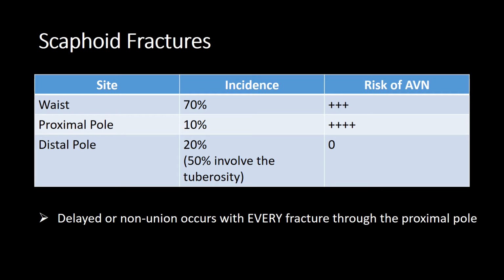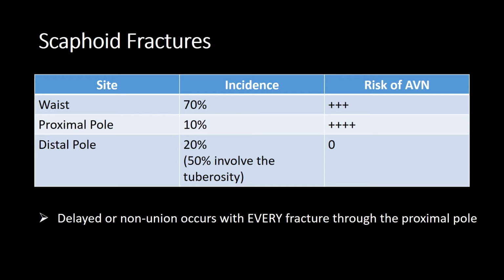So fractures that occur to the waist of the scaphoid, and this is the most common site and occurs in about 70% of fractures. If that fracture to the waist of the scaphoid is proximal to the blood supply, then you're going to have delayed or non-union with a high risk of avascular necrosis. Now, if the fracture is distal to the blood supply, then there's going to be no risk of avascular necrosis because the blood supply isn't interrupted.